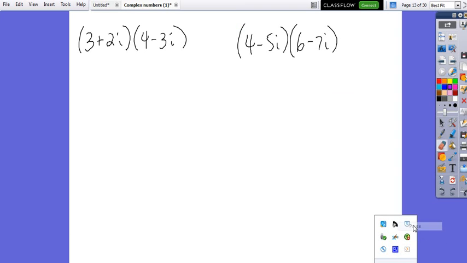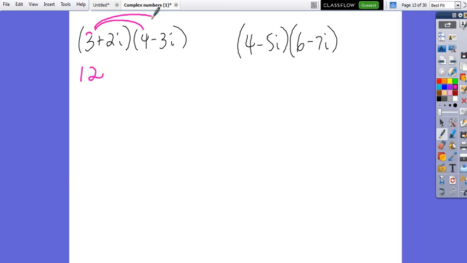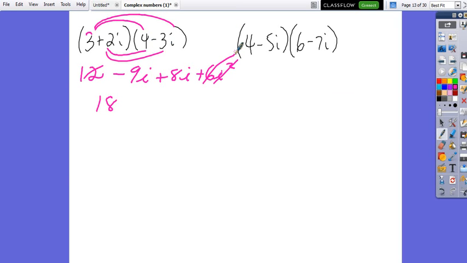Distributive property, we see that 3 times 4 is 12. 3 times negative 3i is negative 9i. 2i times 4 is 8i. 2i times negative 3 is negative 6i squared. So first thing I would do is get rid of that i squared and make that a plus 6. There's no more i with that. So now 12 plus 6 is 18. Those are gone. Negative 9i plus 8i is negative i. So that's the answer.